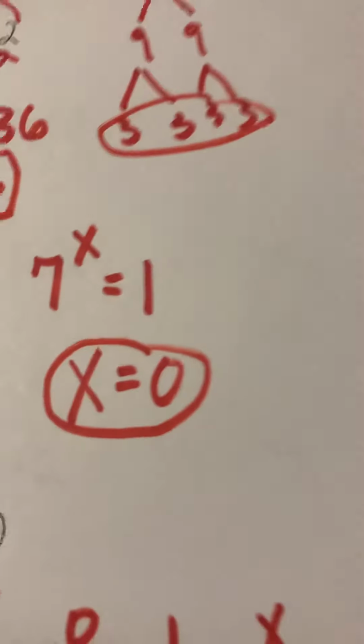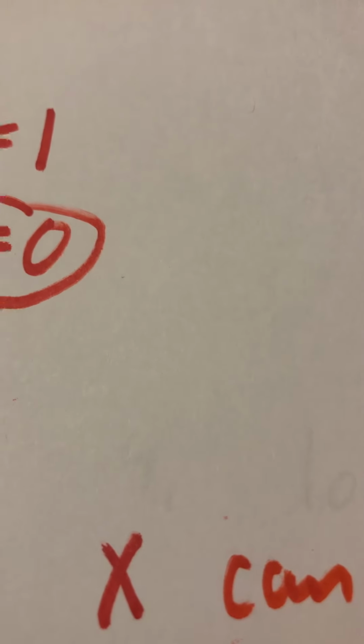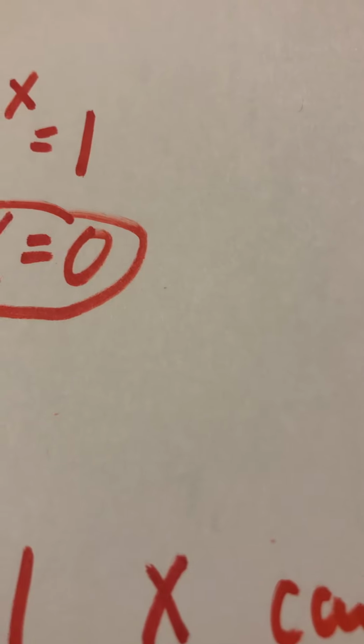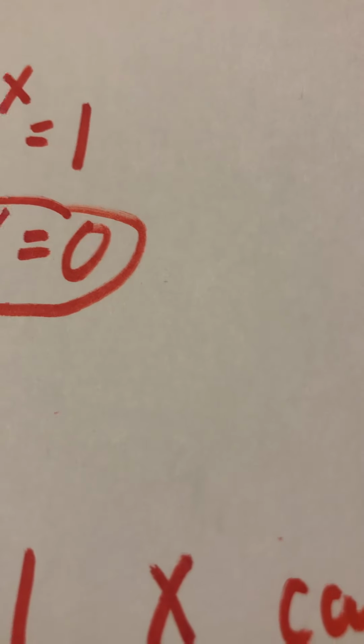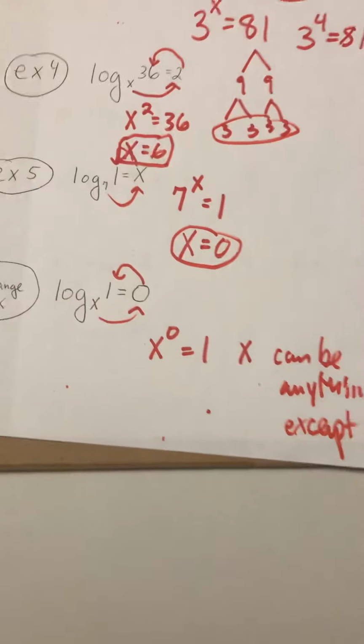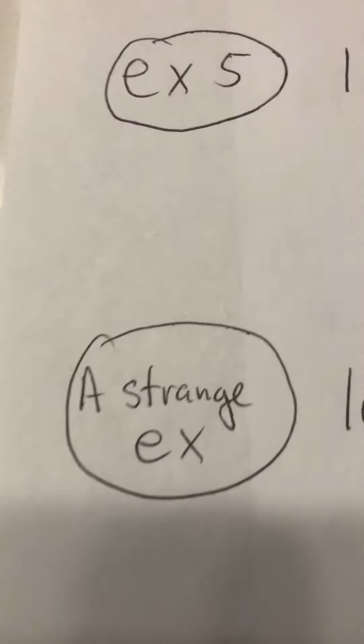Let me adjust this here, excuse me. x can be anything except 0, because you can't have 0 to the 0. But you won't see anything like that. That's what we call a strange example.